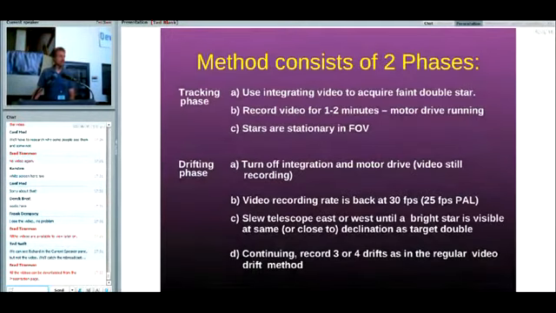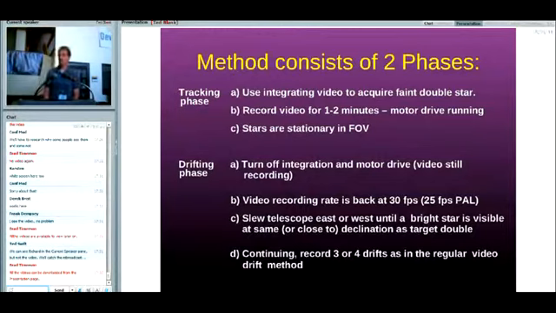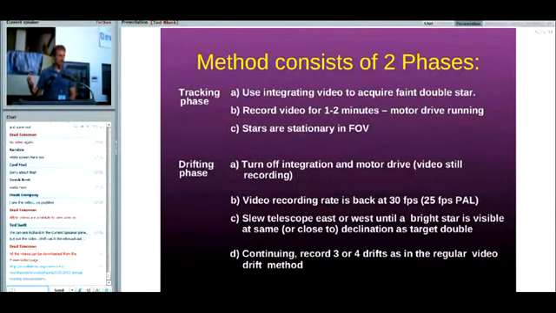The technique works as follows. It consists of 2 phases. Number 1, a tracking phase, and number 2, a drifting phase. With the tracking phase, we're going to turn the integration way up on the camera to bring out the faint star in the double star system so you can see it. And the telescope's motor drive will be turned off, so there's no drifting. It's going to be stationary. And we're going to be recording this on video.